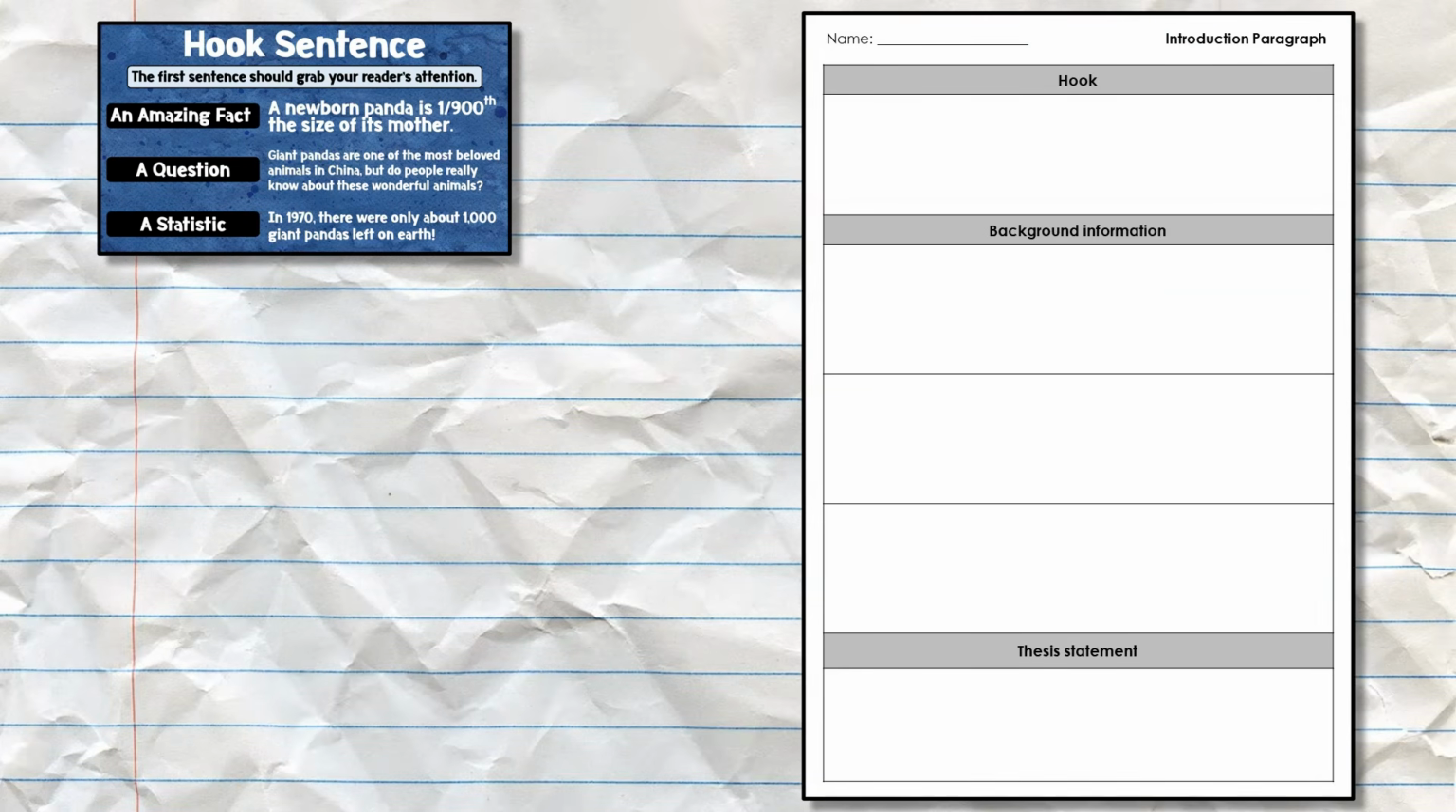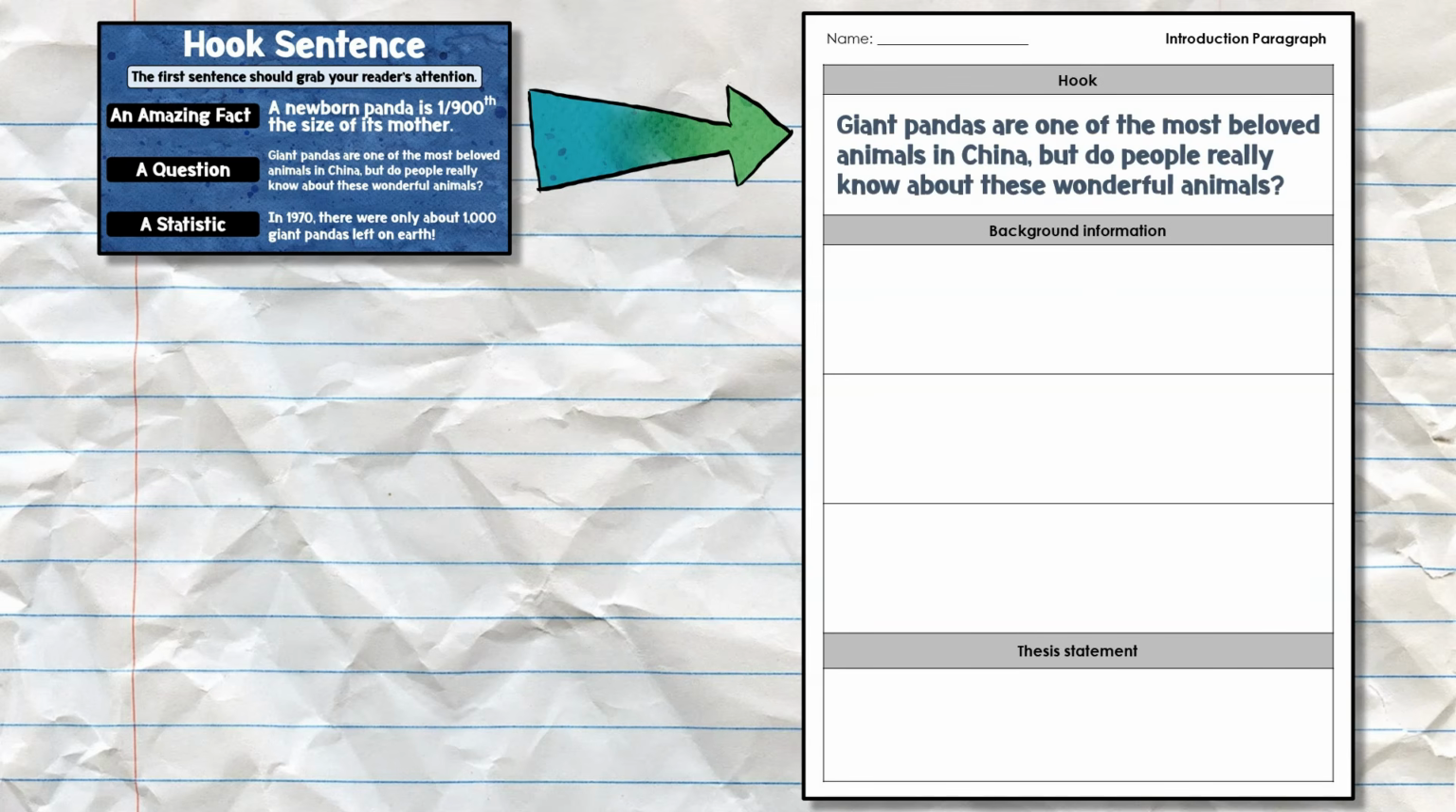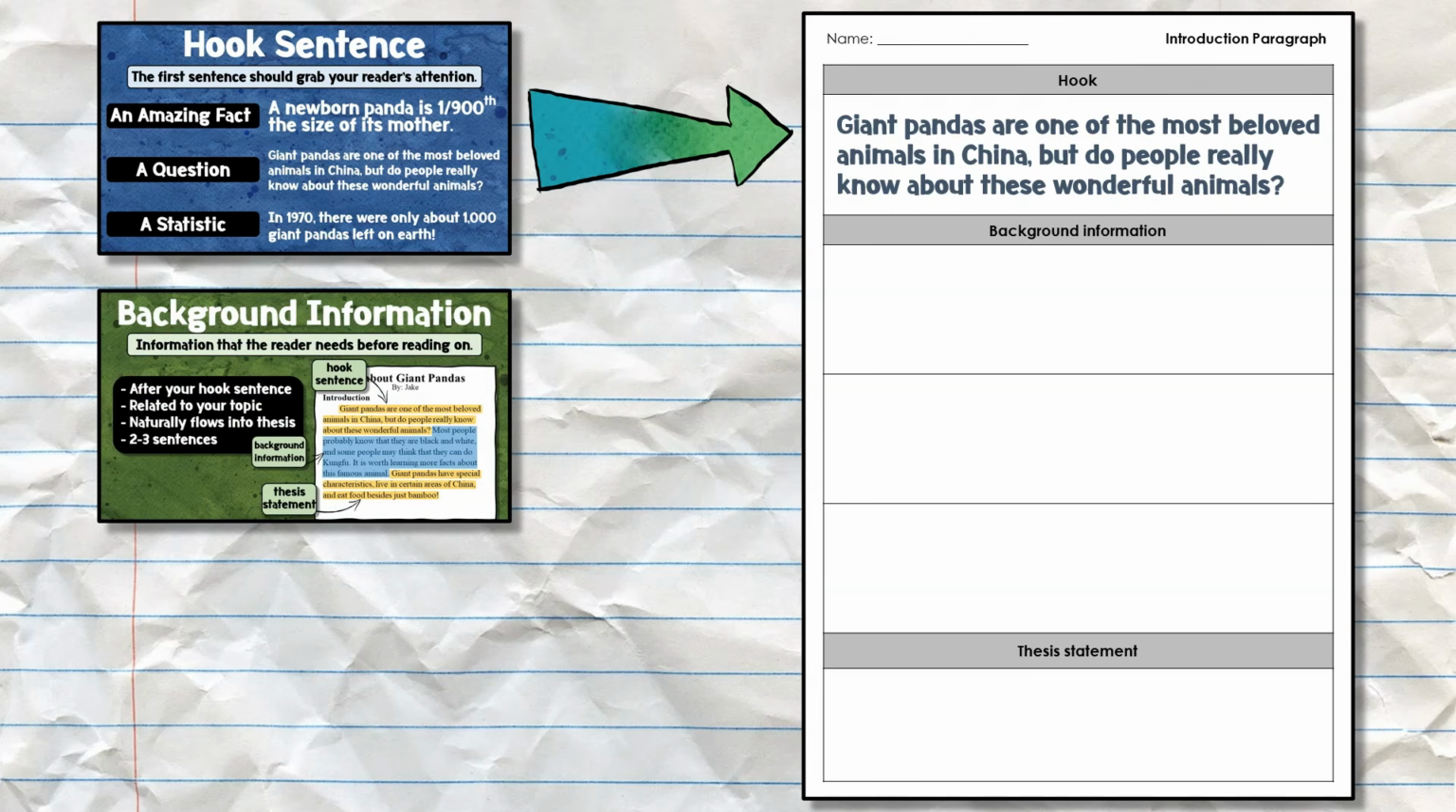Now let's look at the worksheet you'll be using that'll help you to write your introduction paragraph. As you're writing your hook sentence, try to use one of the tricks that we talked about earlier. Write an amazing fact, a question, or statistic. And if you remember, I used a question, so that's what I chose because I thought it fit best with my topic. Secondly, the background information. You want to have background information that helps your readers to know what's coming, so try to connect to what you think they may already know.